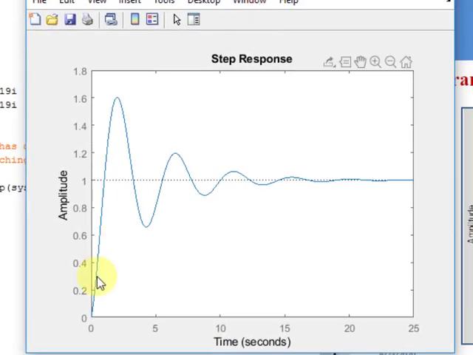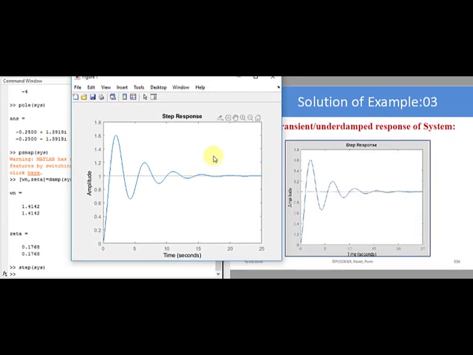So you can check the response of the system for step input in this way. So both are the same. This is all about example number 3 by using MATLAB.